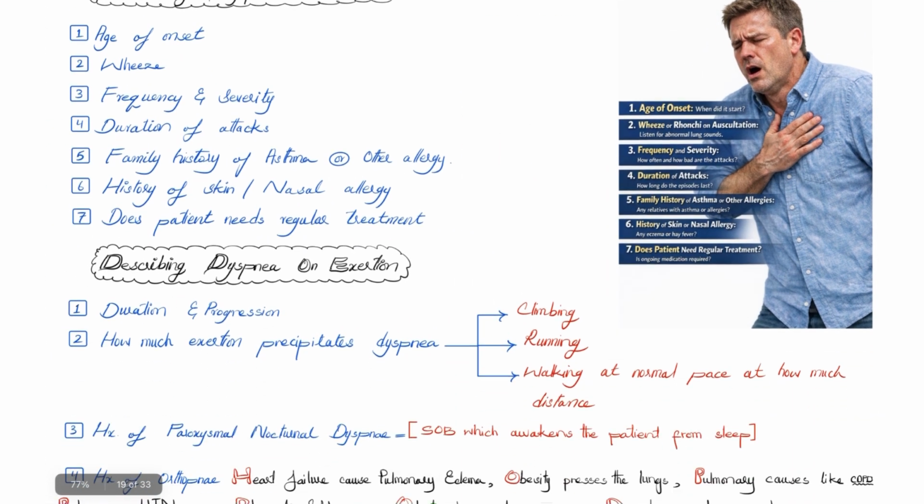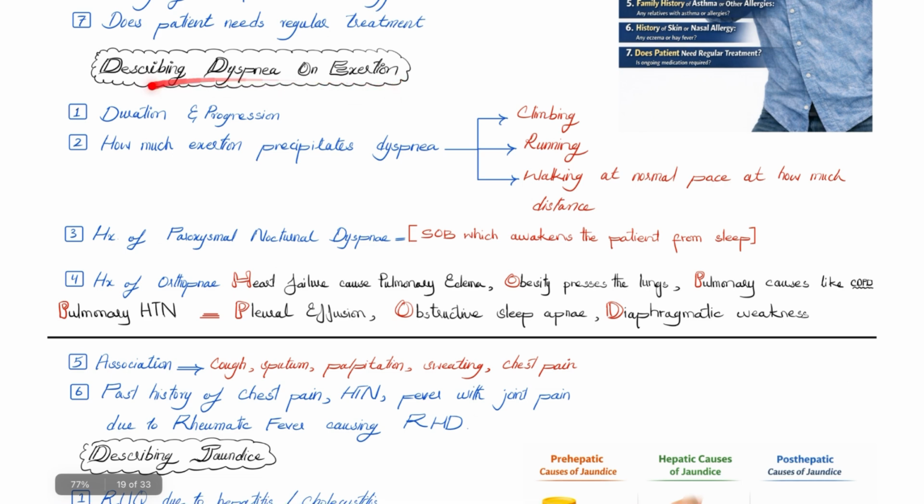Then describe dyspnea on exertion. Ask about the duration and progression, and how much exertion precipitates dyspnea, like climbing, running, walking at normal pace, and at how much distance dyspnea will occur. Then history of paroxysmal nocturnal dyspnea means the patient wakes up due to shortness of breath at night. And then ask about orthopnea, which means the patient has shortness of breath on lying flat.